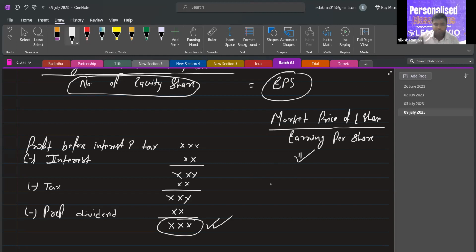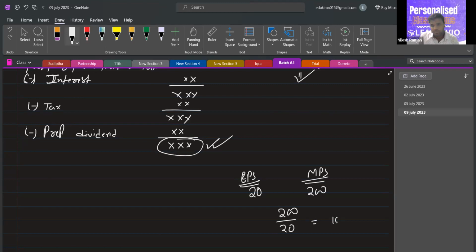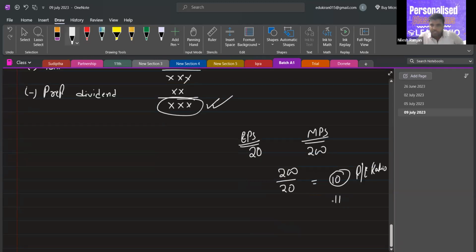Let's say our earning per share is 20 rupees. This is our EPS, and market price per share is 200. So it is 200 divided by 20. Now it is 10 rupees. This is your PE ratio, price earning ratio. Now, what does it mean by 10? It means we are earning 10%. If it is 20, then it means we are earning 5% in comparison to our share price. We are earning only 5%.